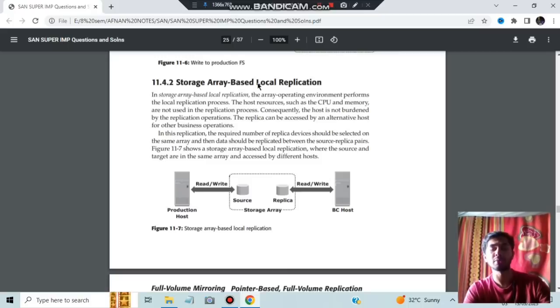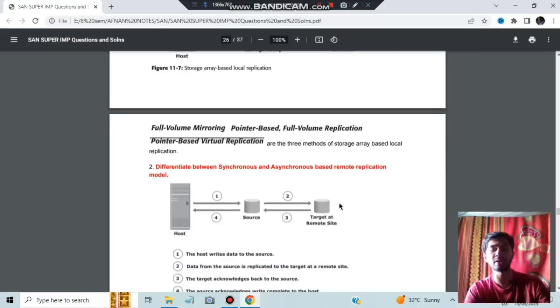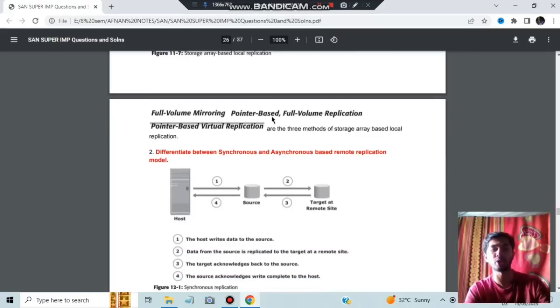Next we have storage array based local replication. In the storage array, we will have the source and the replica. If there is no connection between source and replica, it will just be a direct connection: from the BC host it will be the replica, and from the production host it will be the source. If there is a connection in between those, read write will not happen from the BC host. That is the difference between full volume, pointer based, and pointer based virtual replication.